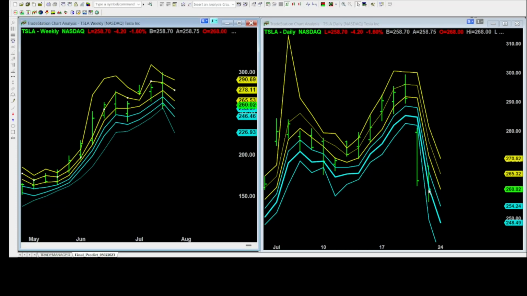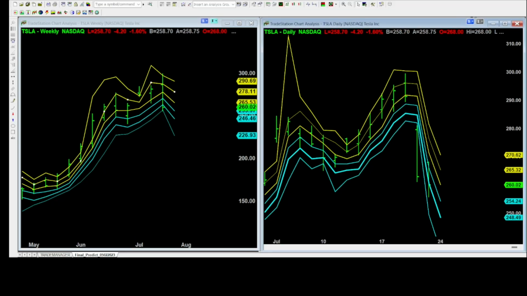The early next week will probably open around this $260 and may still have a little more tendency to decrease and fluctuate around this range, $248 to $260. So this is the early week.